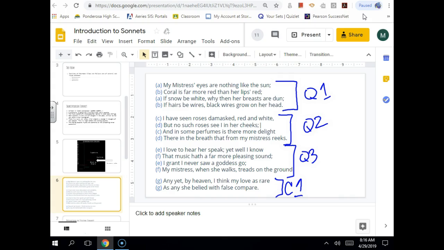Now let's read again, okay? I want you guys to point out where the volta is, where the change is. So he's comparing the love of his life to ugly things and gross things, right?